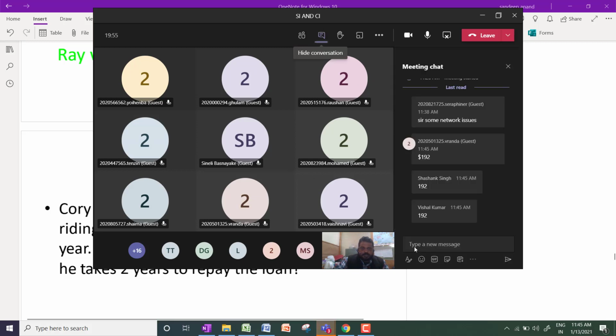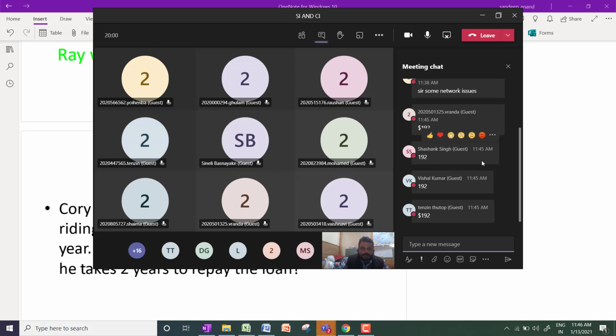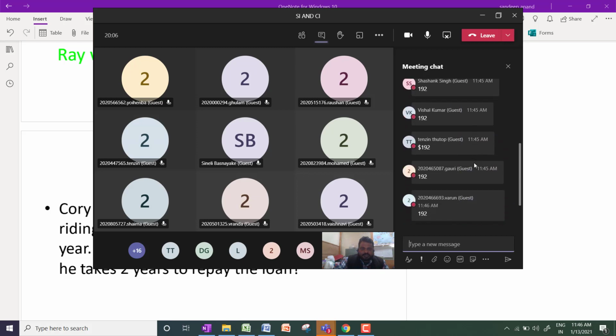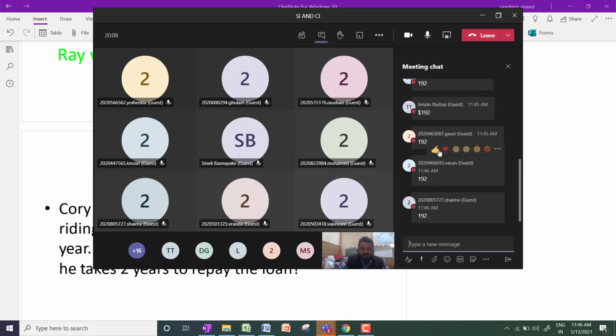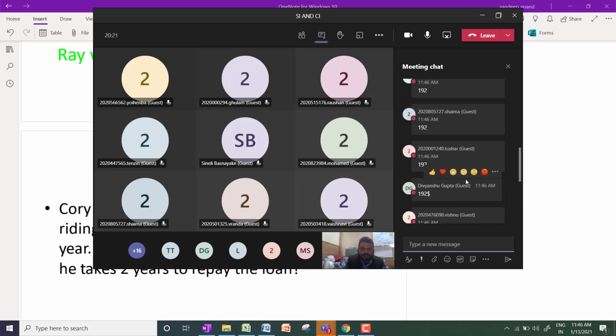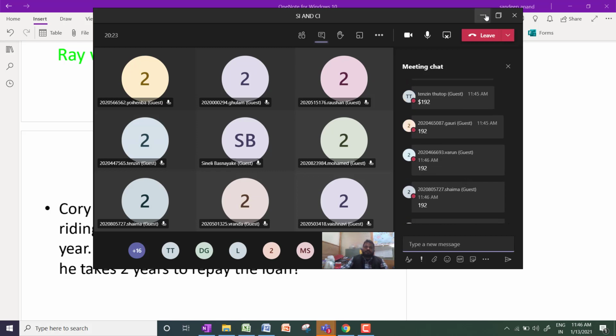Good. Vranda $192. Vishal, Shashank, good. Tenjin, Gauri, Varun and Tushar. Shaima also. Good. Divyanshu 192. Gulam 192. Vaishnavi 192. Lovely 192. Vishnu. Very good.